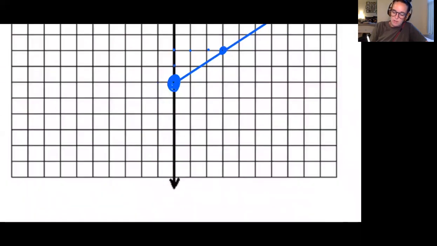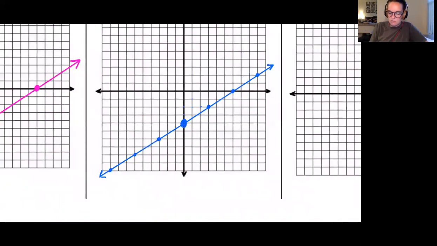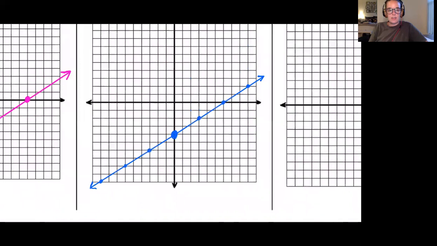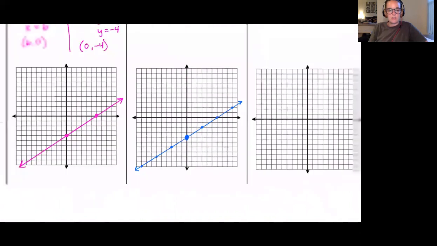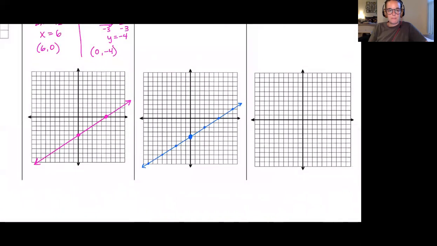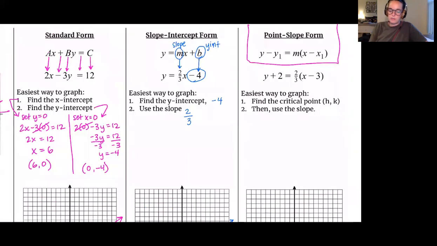I can also work backwards, down 2 and back 3, like so. Continue that line straight through here, arrow on the end. I want to clean it up by erasing any extra dots. And that is how I can draw this line, just like this. So that is slope-intercept form.